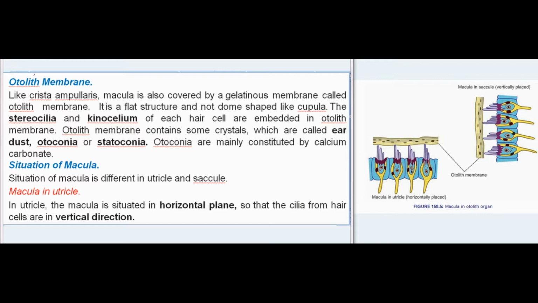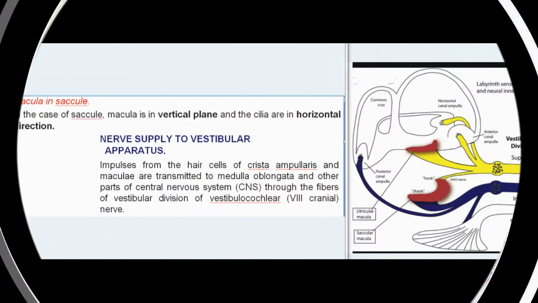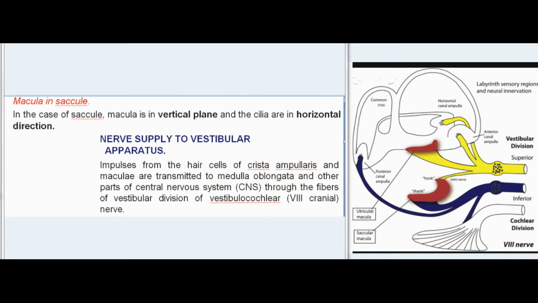Situation of macula. The situation of macula is different in utricle and saccule. Macula in utricle. In utricle, the macula is situated in horizontal plane, so that the cilia from hair cells are in vertical direction. Macula in saccule. In the case of saccule, macula is in vertical plane and the cilia are in horizontal direction.